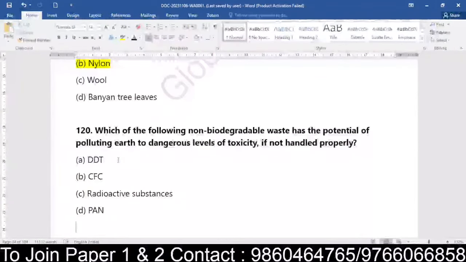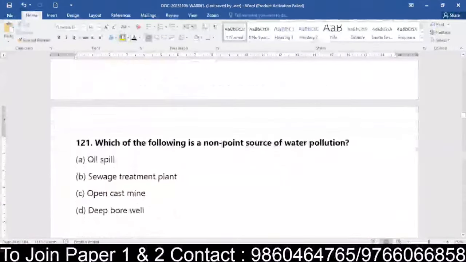The one which is non-biodegradable and has the potential of polluting the earth to a dangerous level of toxicity if not handled properly is called radioactive substances. If radioactive substances are not handled properly, they will result in a dangerous level of toxicity. I hope everyone, those who answered wrong have got the answer, and those who were right also know. Okay, very good.